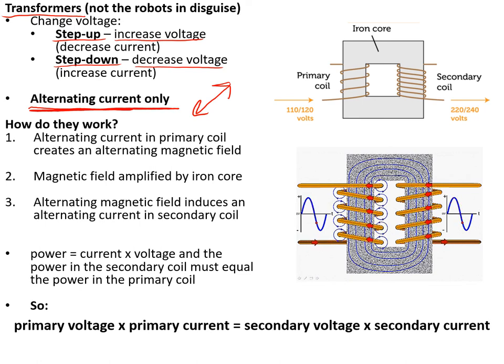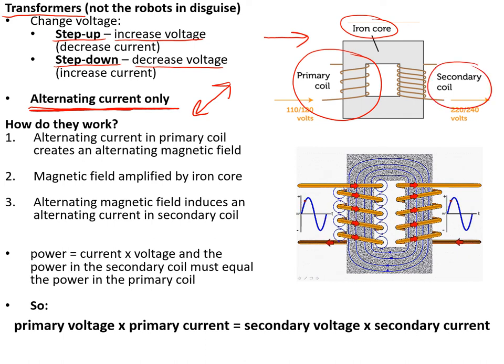Now, if we look at the structure of a transformer, we have this iron core here, shaped like a square ring, and we have two coils of wire wrapped around it. The primary coil of wire is where the electricity goes in, and the secondary coil of wire is where our changed electricity comes back out again. Now, how do they work?